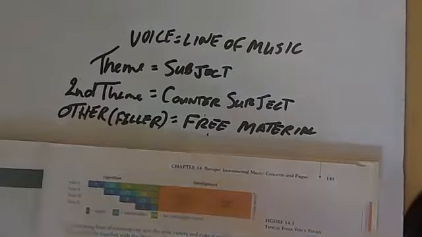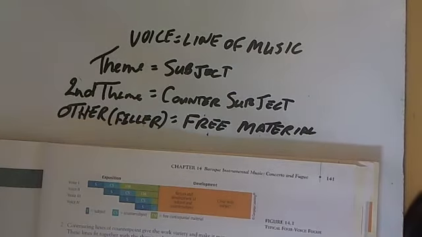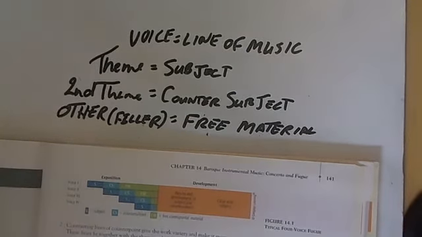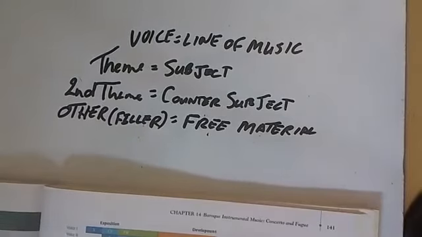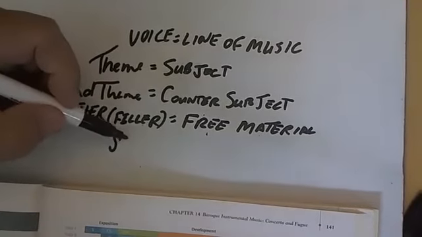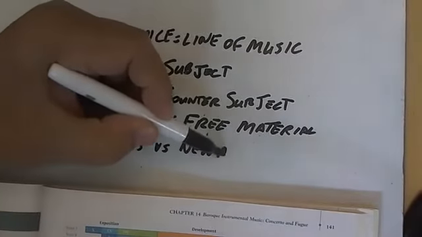All right, so what happens next? The development. The development is the composer's playground. Here's what happens. Basically, the development is the composer taking alternating, okay, new material and restatements of the subjects and counter subjects and some of the free material. But there's a trick to it, okay? So new material and that, and they're alternating. So we've got subjects and counter subjects versus new material, okay?